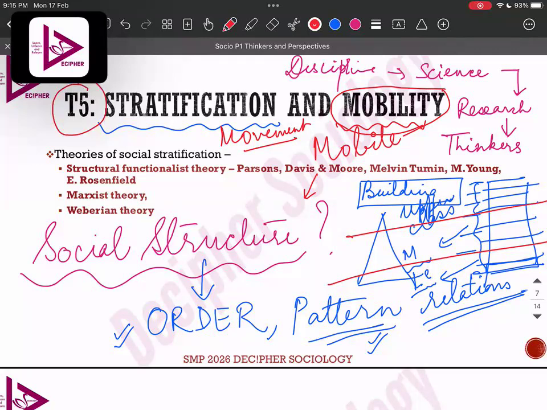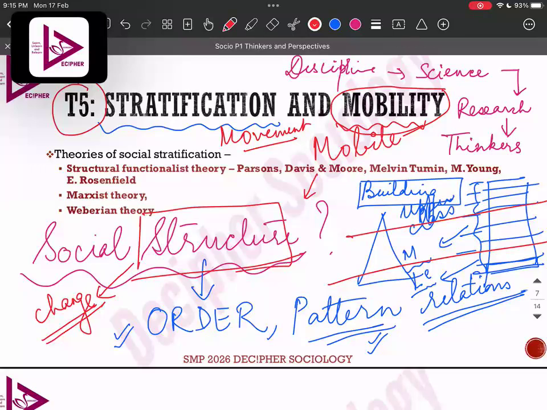So whenever there is a social structure, can there be a movement? Can there be, as you said, a change? Right? Can there be a change in the position of people? That we will study under mobility. So all this, the social researchers, the sociologists, they are studying. And as sociology students, you are also studying structure and mobility. So when you are studying the social structure or stratification, you will come across many theories.